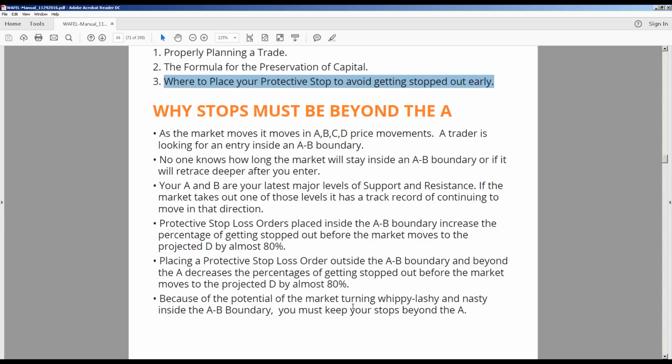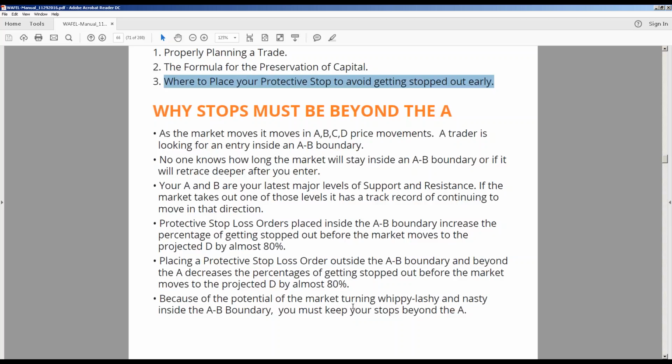If the market takes out one of those levels, it has a track record of continuing to move in that direction. Protective stop loss orders placed inside the AB boundary increase the percentage of getting stopped out before the market moves to the projected D by almost 80%. Placing a protective stop loss order outside the AB boundary and beyond the A decreases the percentages of getting stopped out before the market moves to the projected D by almost 80%. So it's very important, if you can, place your stop beyond the A.